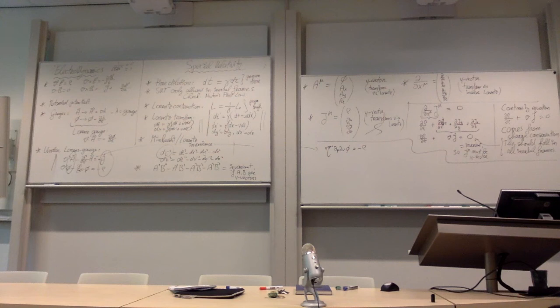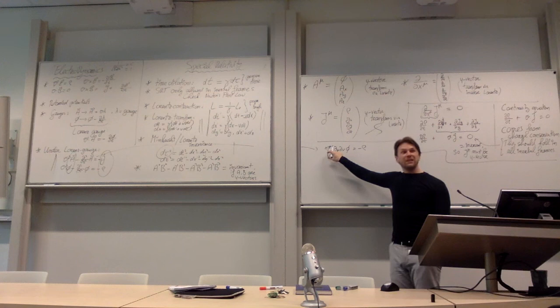Well, let's just write it out. Let's see what happens. Again, this is one big expression of 16 terms. Because for every mu, you have four values, and for every nu, you have four values. So it's 4 times 4, 16, everything is added together. So it's a long expression.